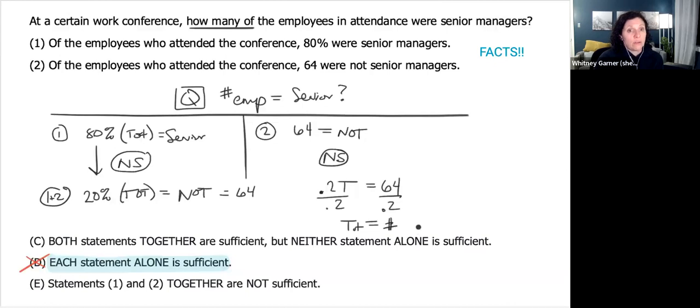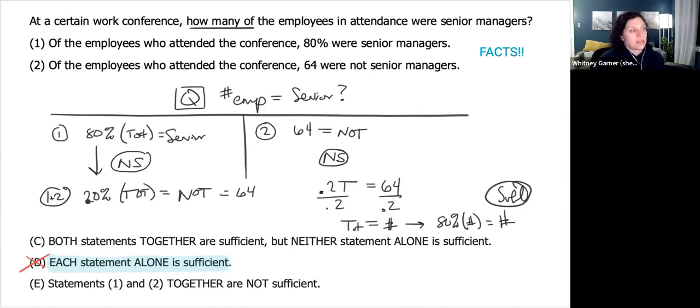It would be a real value. I would then take 80% of that number, and that would be my numeric answer, which is sufficient, meaning I have a single value that would answer my question.